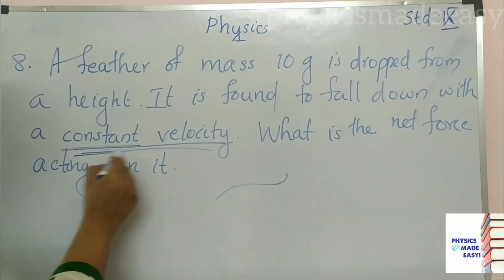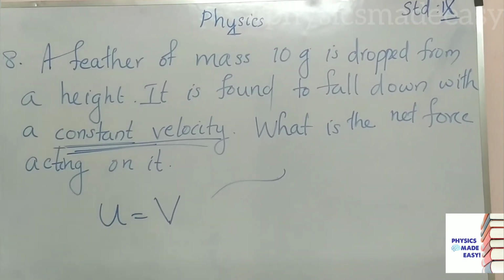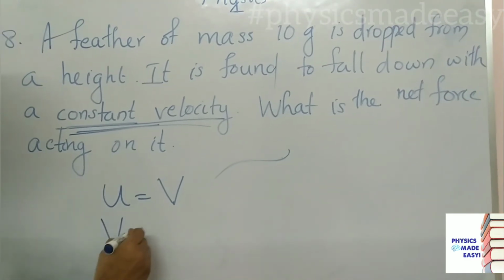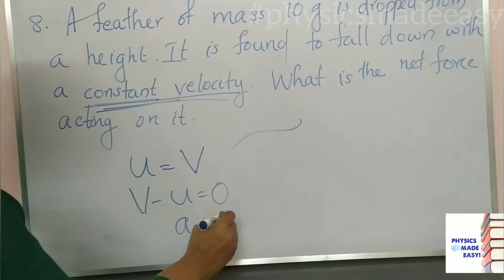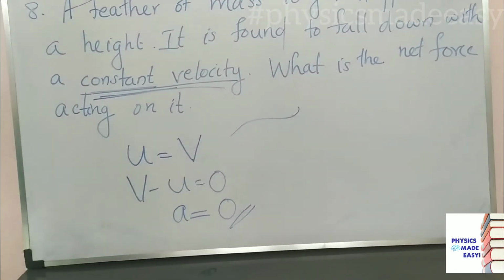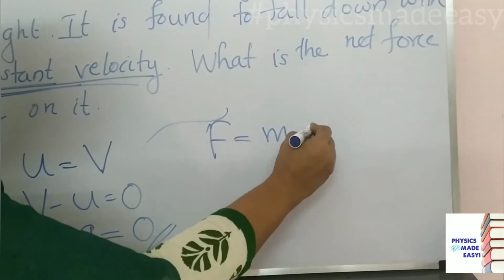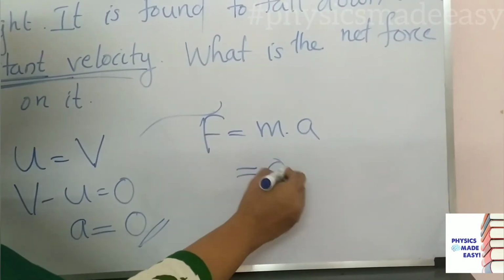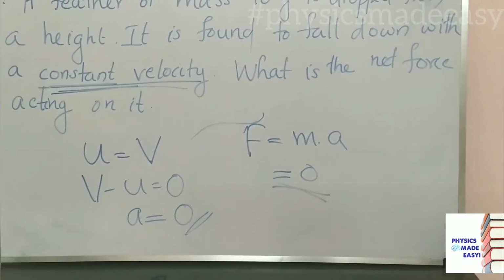Constant velocity means no change in velocity. U is equal to V. That means V minus U is equal to 0. What do you mean by that? Here the acceleration is 0. If this acceleration is 0, what will be the force? F is equal to mass into acceleration, that will be equal to 0. Here the net force is 0.